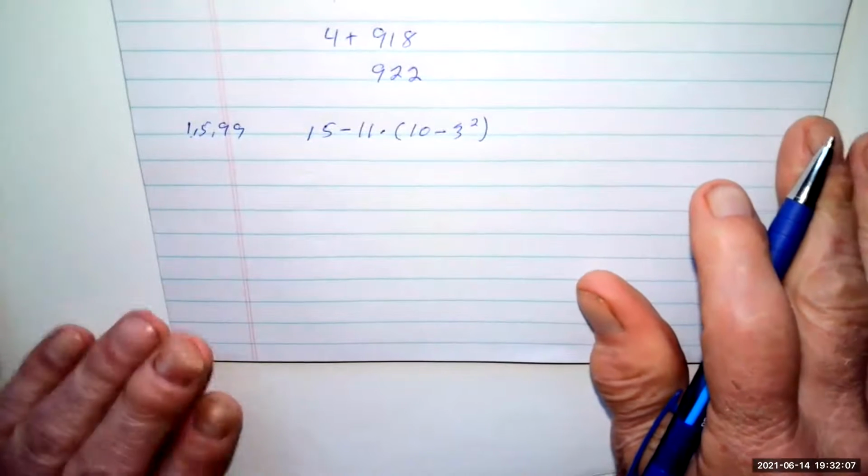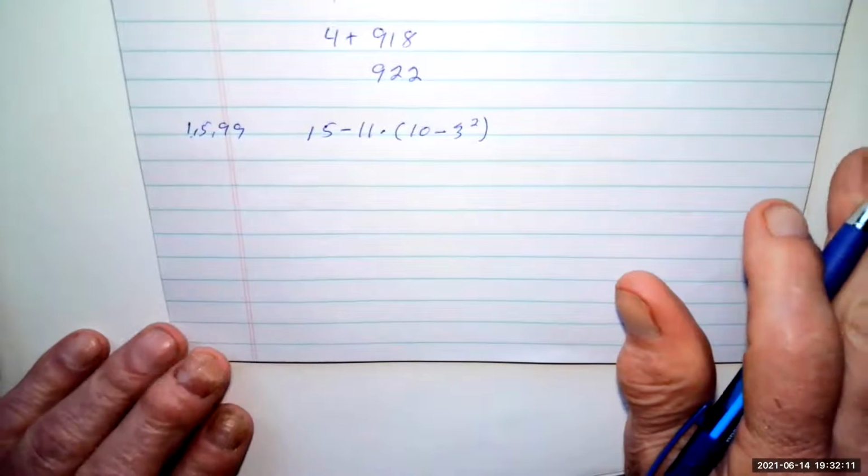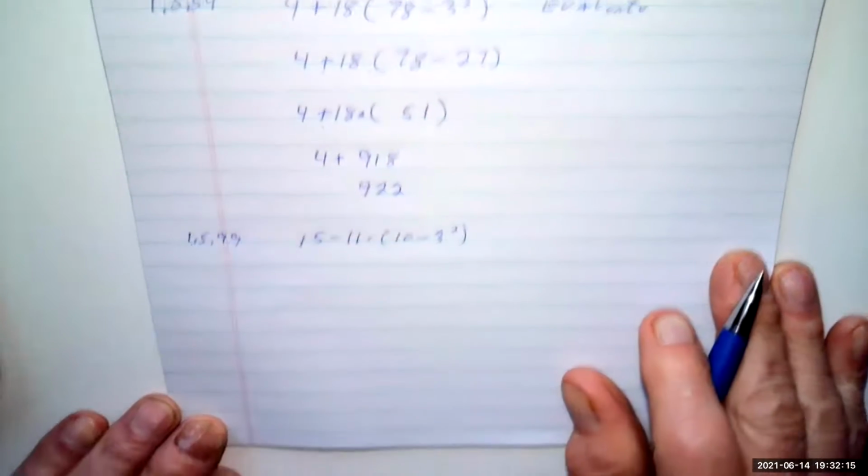A common mistake would be to add first. This problem says to simplify or evaluate, one or the other. It's very similar to the last problem that we did, just different numbers.